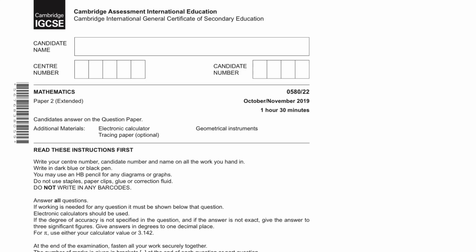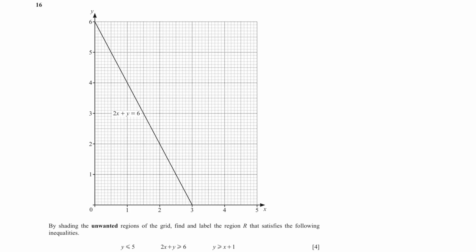In this video, we are going to solve Cambridge IGCSE Mathematics Paper 2 Extended, Variant 22, October-November 2019. Question number 16 is an inequality question. By shading the unwanted regions of the grid, find and label the region R that satisfies the following inequalities. We have been given 3 inequalities. One has already been drawn for us. The next 2 we have to draw.